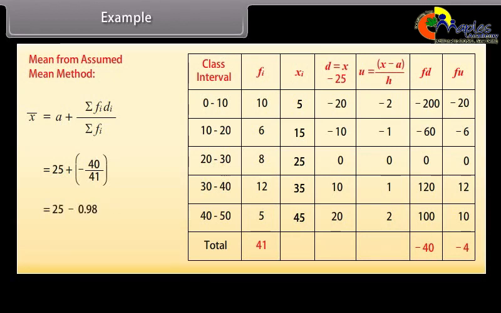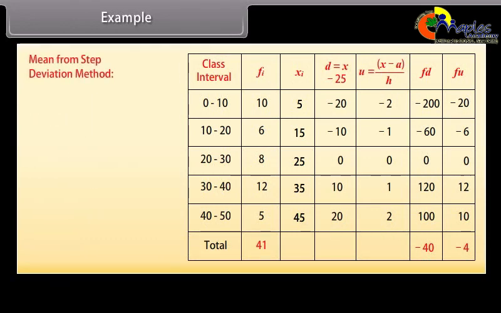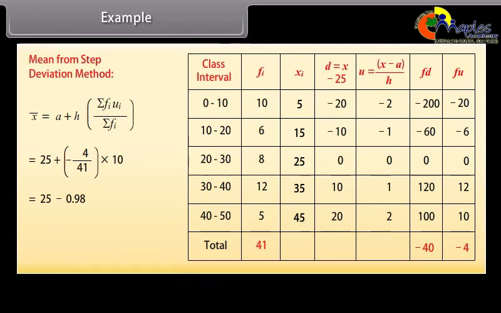25 minus 0.98, 24.02. After this, we find the mean using step deviation method by using the formula assumed mean plus h multiplied by summation of the product of fi and ui divided by summation of fi. 25 plus minus 4 by 41 multiplied by 10. 25 minus 0.98. 24.02.